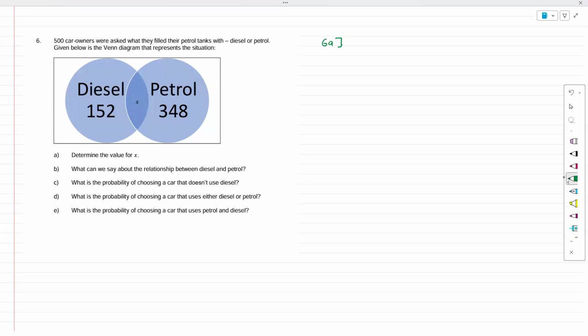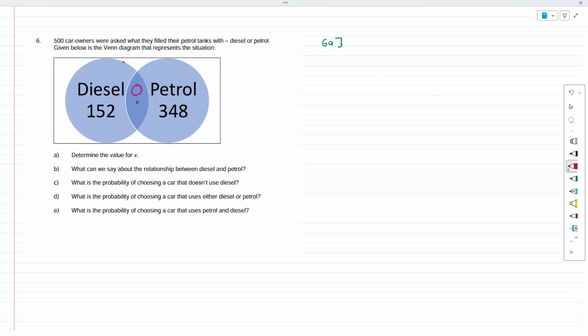Now, guys, we're going to start with this question. It says 500 car owners were asked what they filled their petrol tanks with, diesel or petrol. I already know this is zero because there's no car that I know that fills diesel and petrol into their car. If there is, I'm sorry, I don't know that. But given below is a Venn diagram that represents the situation. Calculate the value of X.